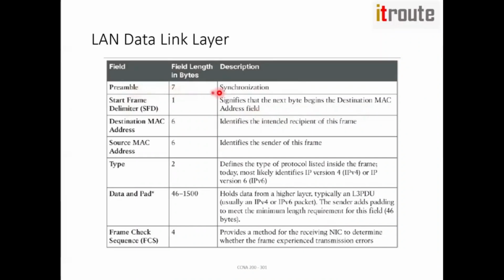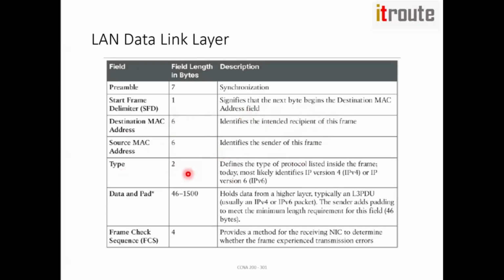Preamble, 7 bytes, maintains the synchronization. SFD, 1 byte, signifies that the next byte begins with the destination's MAC address field. Destination MAC address is 6 bytes and identifies the intended recipient of this frame. Source MAC address, 6 bytes, identifies the sender of this frame.